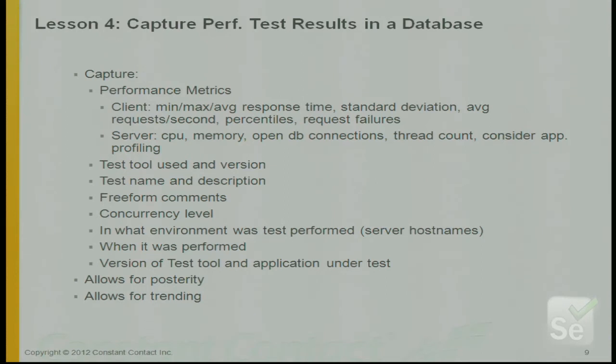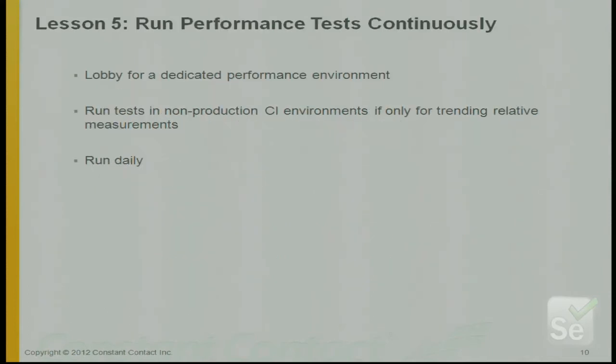You want to capture your test tool used and the version number, the test name, and description. You always want to have free-form comments, concurrency level, the environment that your test was performed in, the server host names, when it was performed, the version of your test tool, and application under test, so you can go back and recreate. So in a database, you have things persisted for posterity, and you can then trend them.